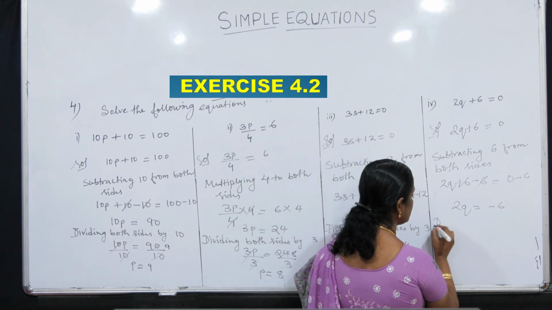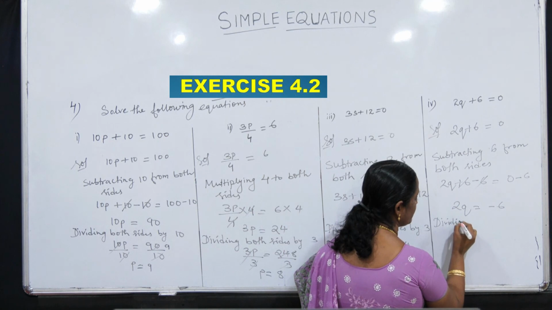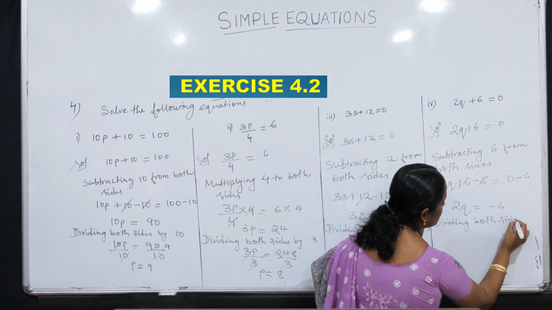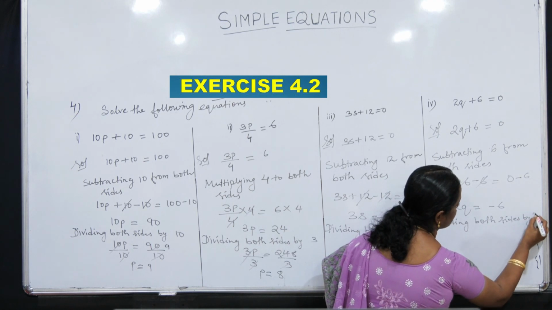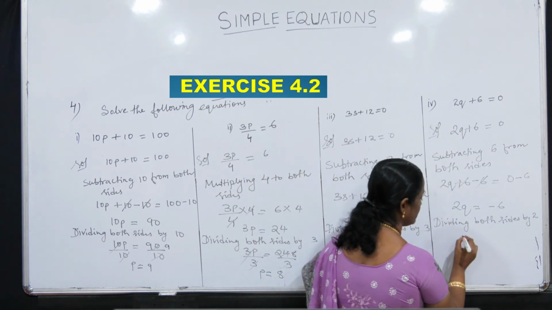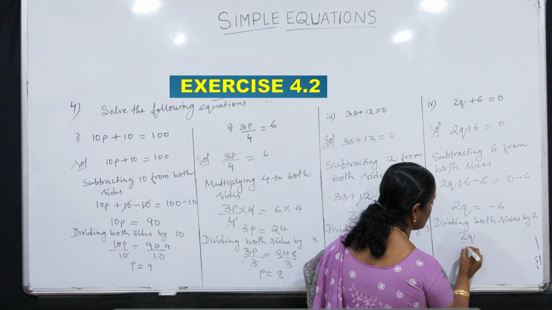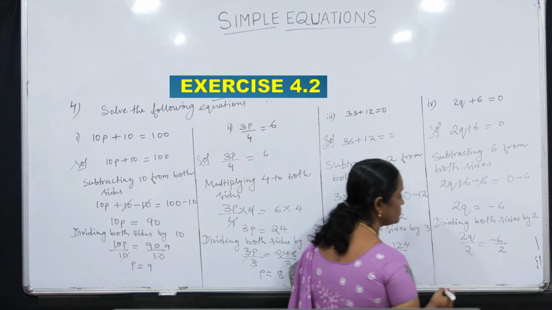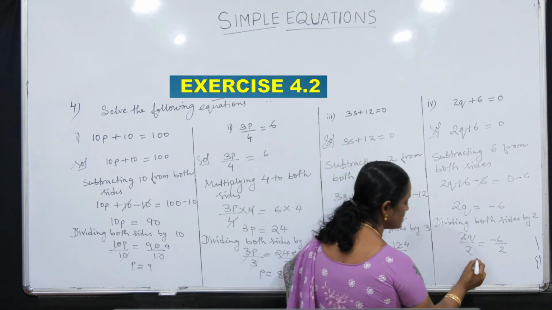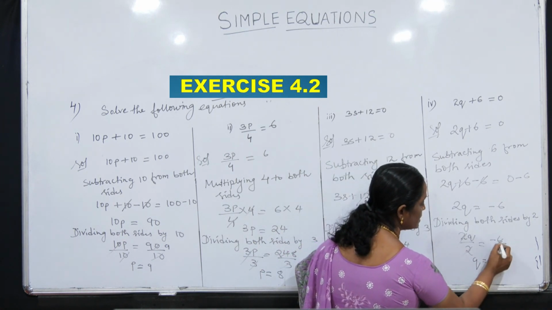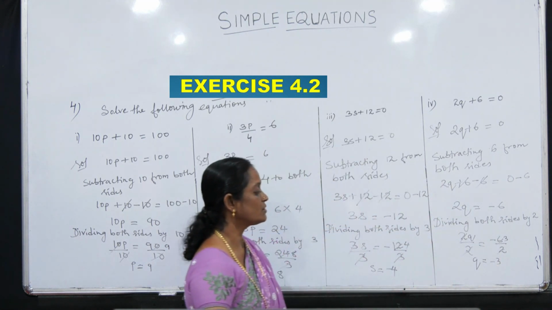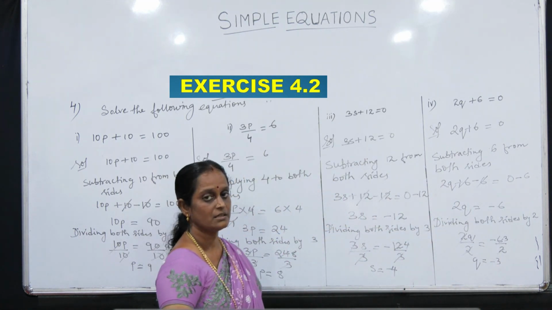Now the second step is dividing both sides by 2. 2q divided by 2 is equal to minus 6 divided by 2. Here 2 will get cancelled. q is equal to 2 threes are 6. It is minus 3. So the solution to the equation is q is equal to minus 3.